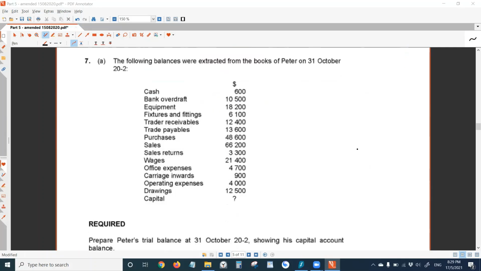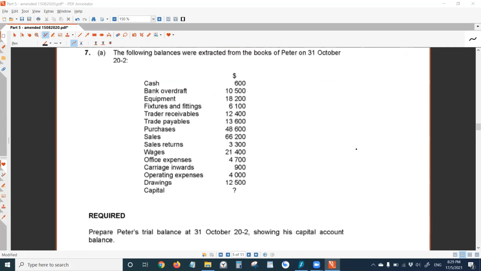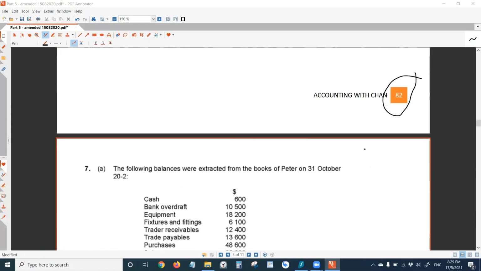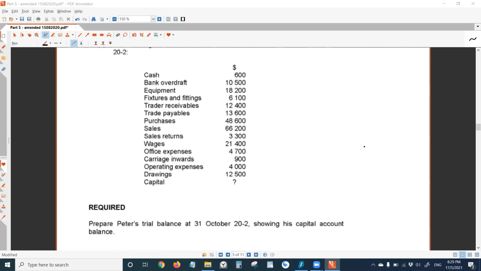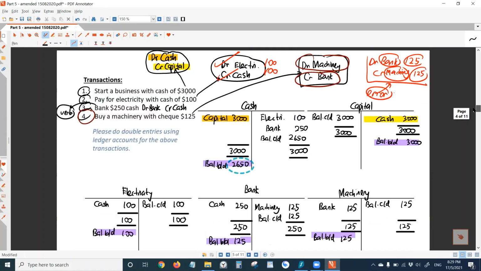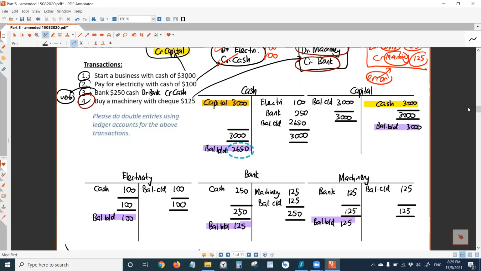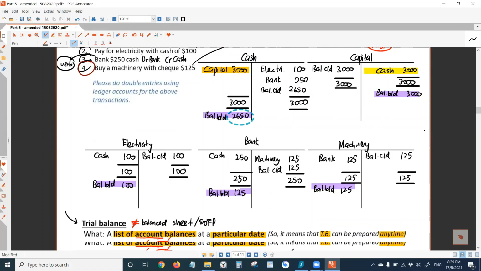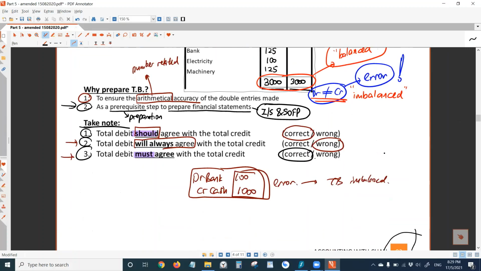Okay, shall we? A very popular question on trial balance would be something like this. You come to page 83. I'm going to guide you on how to prepare a trial balance. I guided you using the conventional way: we prepare the T accounts, balance them, then we can get the trial balance ready.